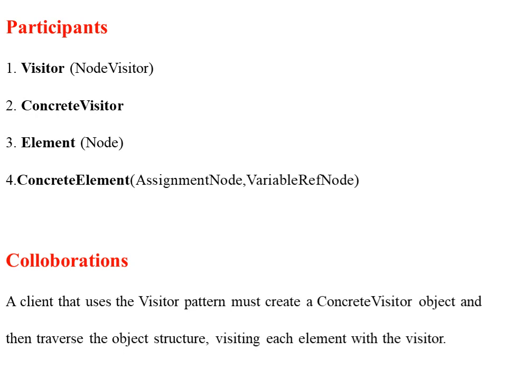So the object structure can enumerate its elements. It provides a high-level interface to allow the visitor to visit elements. Generally, the object structure provides a high-level interface to allow the visitor to visit its elements. So that is one of the main roles of the object structure.